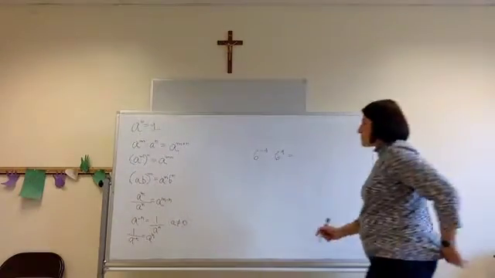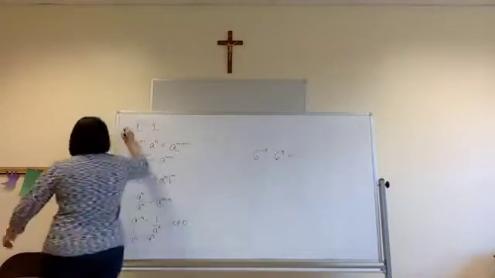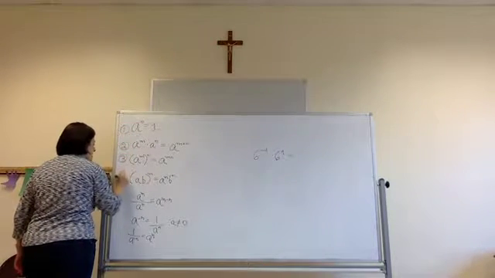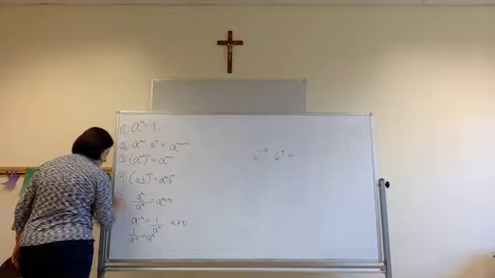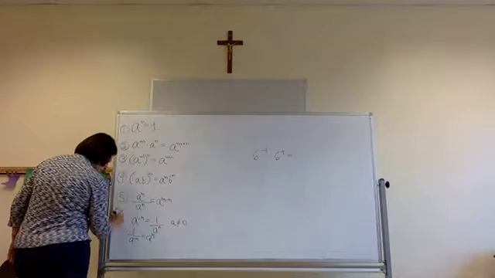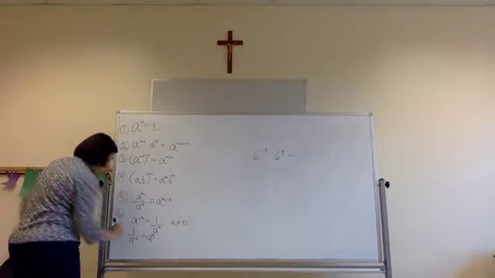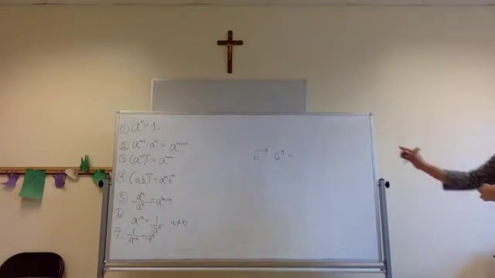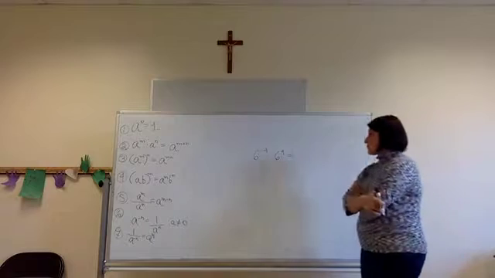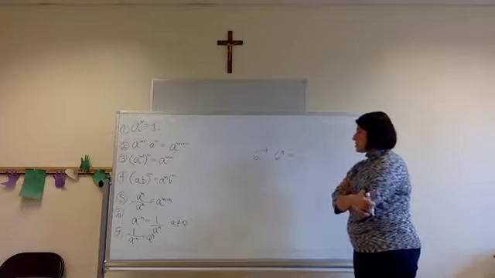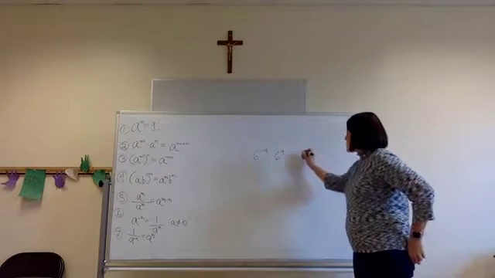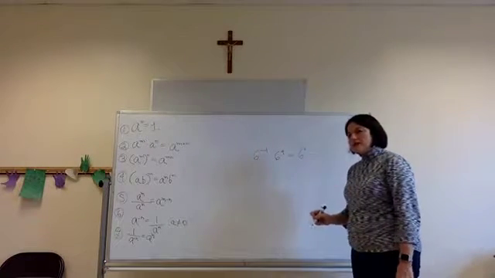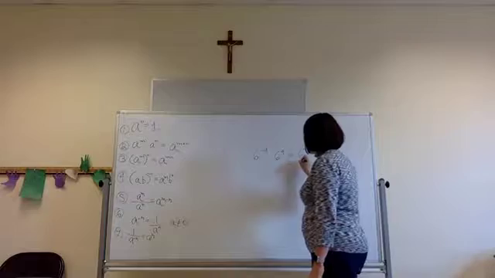Which property am I using here? Let me number these. 1, 2, I don't like the names. 3, 4, 5, 6, 7. Sometimes you might have a combination of them. So which one are you going to use here? 2. And so when I use 2, what does this become? 6 to the 0. But 6 to the 0 equals 1.